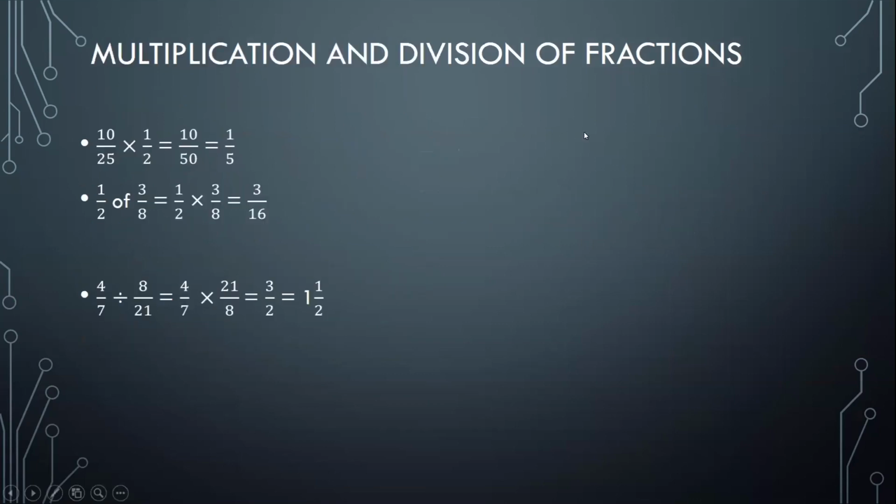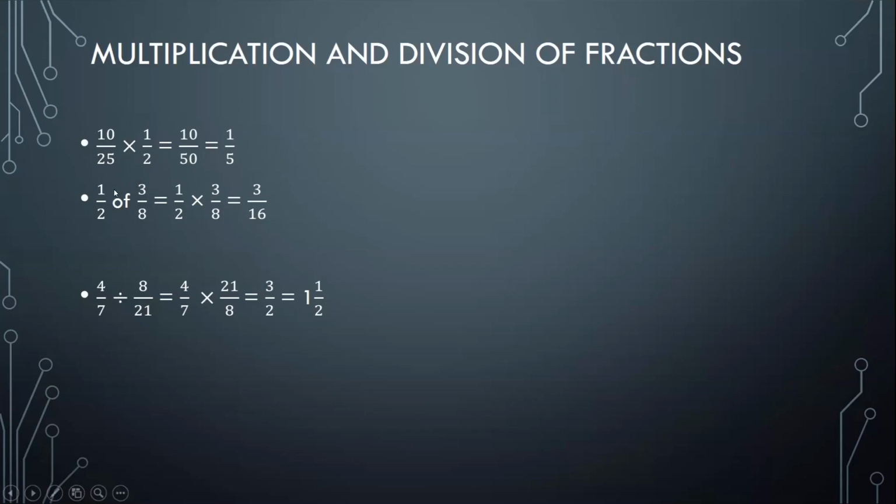So when you consider multiplication and division of fractions, in multiplication you just have to multiply the numerator with the numerator and the denominator with the denominator. So here, 10 over 25 times 1 over 2. The numerator you multiply with the next numerator, and the denominator by the denominator. So 10 times 1 is 10 and 25 times 2 is 50. It's best to keep it in the simplest form, so it's 1 over 5.